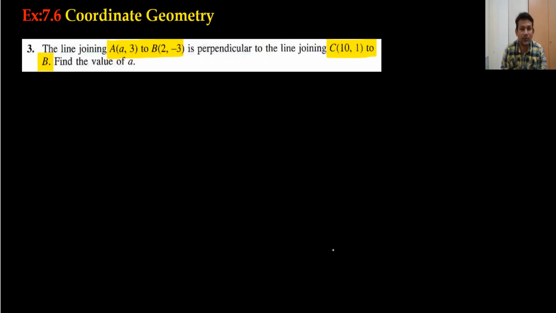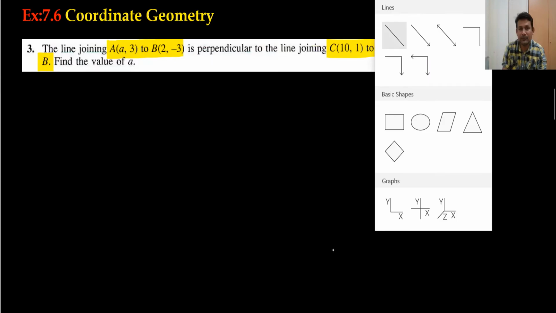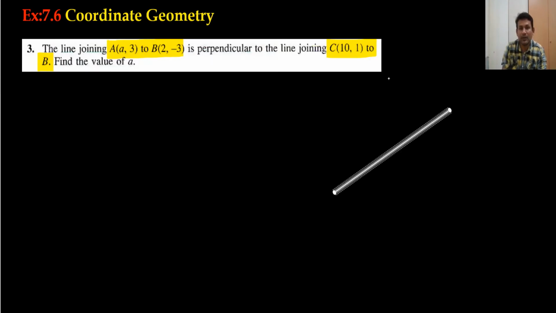Okay, let's see first of all a line joining A to B. We can suppose a line is there and draw it. Because we do not need to draw the exact coordinates, this is a comma 3. When we have a shape like the position, then it's very simple to find the coordinates like B. Okay, AB is perpendicular to the line joining C to B. C to B means we have to do it like this.